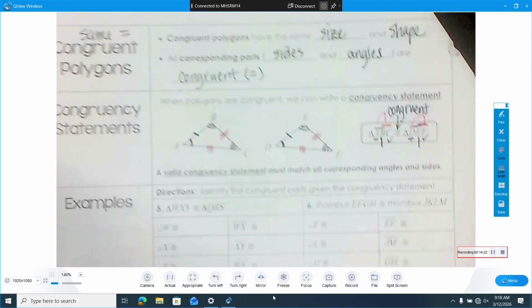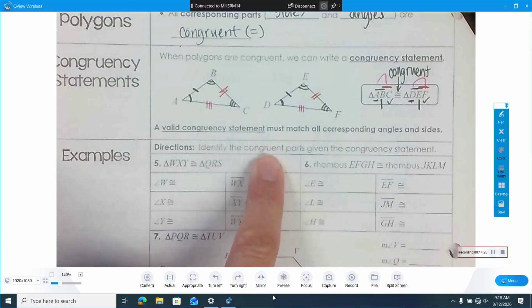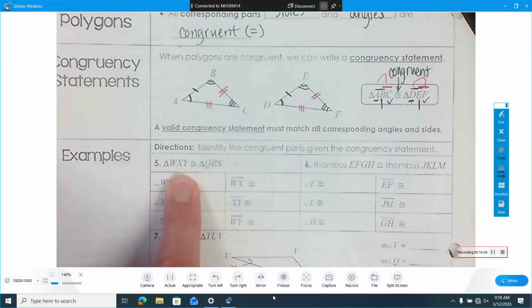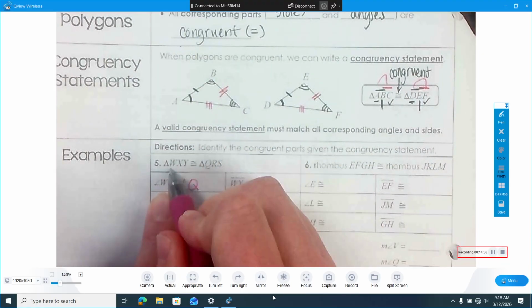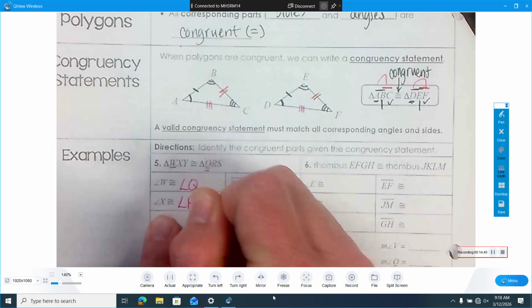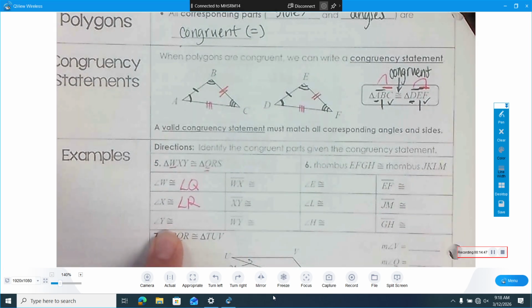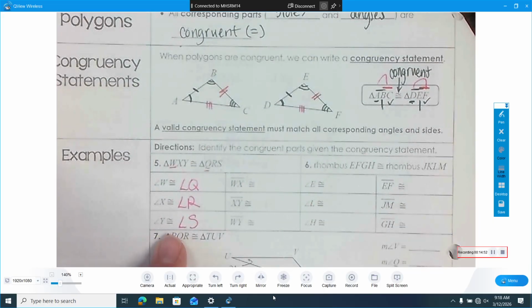So we want to be able to identify those things without a picture. We want to identify the congruent parts from our nice little congruency statement here. Angle W is going to be congruent to what? Yeah, angle Q. Again, they're in the first positions right there. Angle X is congruent to what? Angle R. Angle Y is congruent to what? Angle S. Okay. Y'all get that? Super easy, right? Order matters.